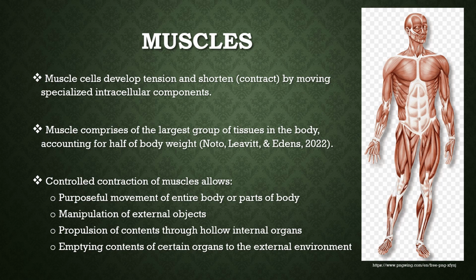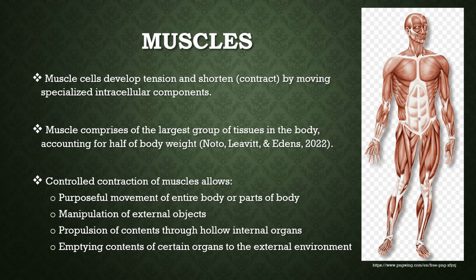Controlled contraction of muscles allows for purposeful movement of the entire body or parts of the body. For example, this may include walking or waving your hand. Controlled contraction of muscles allows for manipulation of external objects. So this may be things like driving a car or moving a piece of furniture.